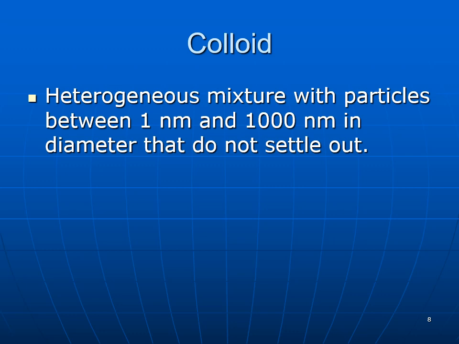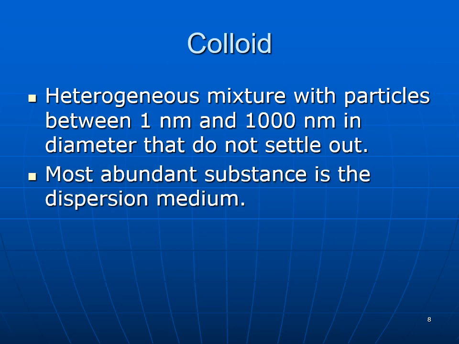An example of a colloid would be milk. The components of homogenized milk can't be separated by settling or by filtration. So when we talk about a colloid, the most abundant substance in the mixture is what we call the dispersion medium. In other words, what everything else is being dispersed into.